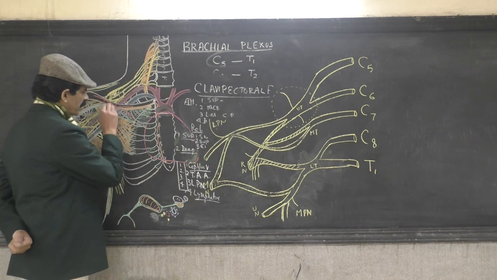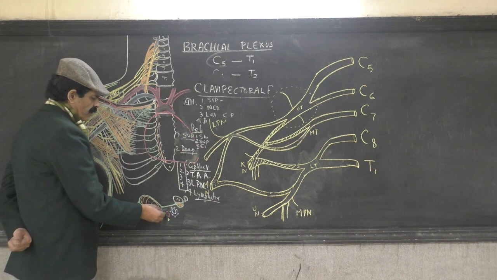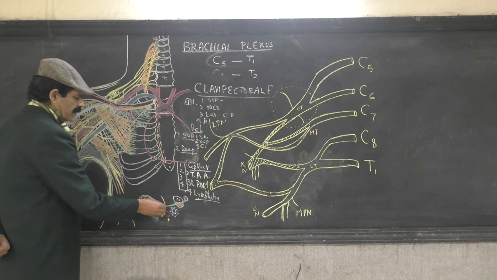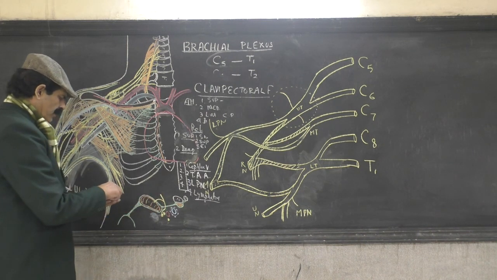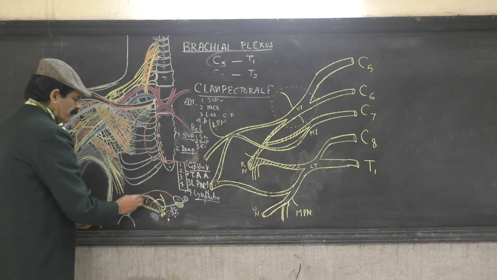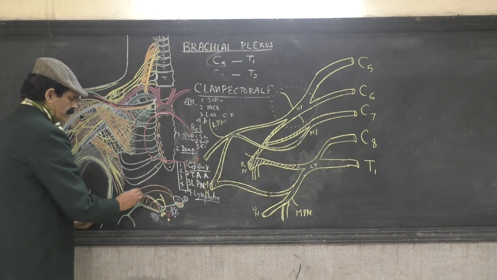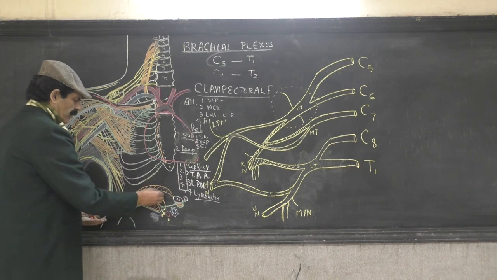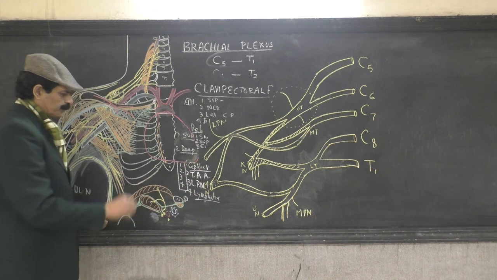So the lateral cord will give rise to the lateral pectoral nerve, which will pierce the clavipectoral fascia and come up. This supplies the pectoralis minor, plus it also supplies the pectoralis major muscle, which is lying above and covering it. So the lateral pectoral nerve supplies both the muscles.